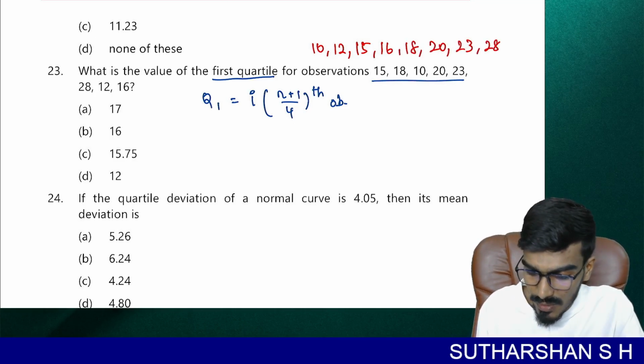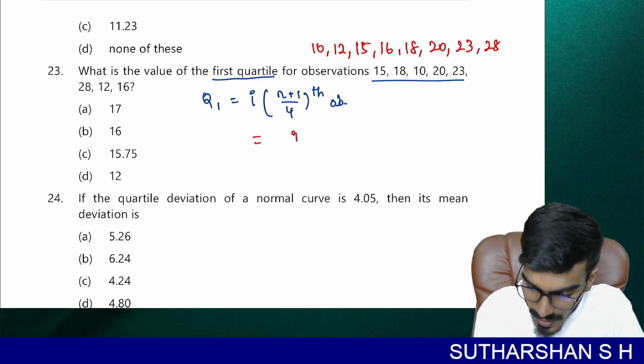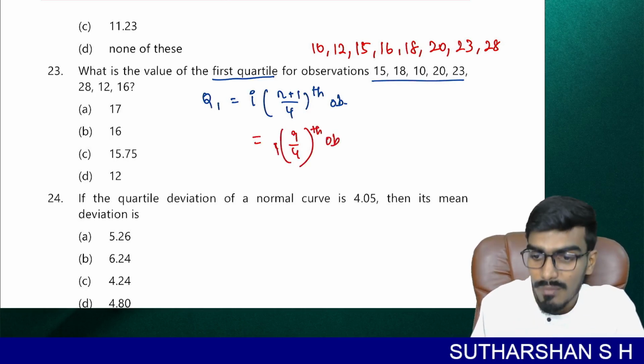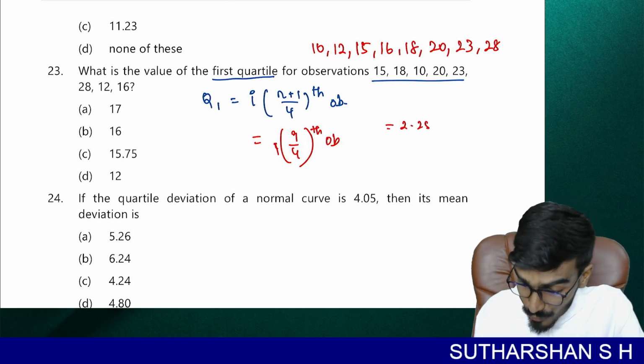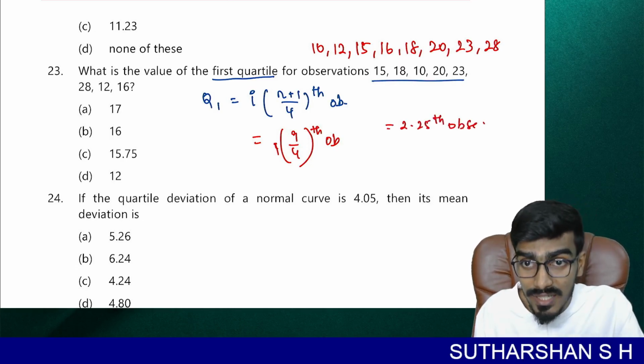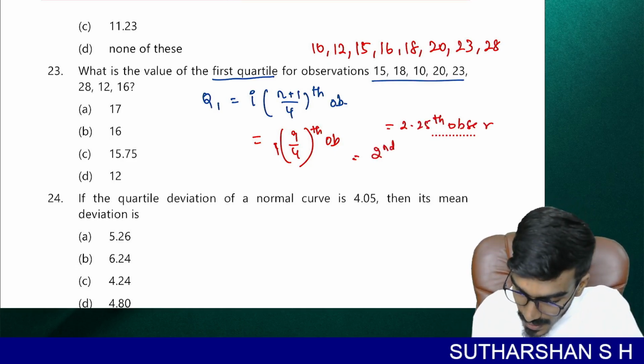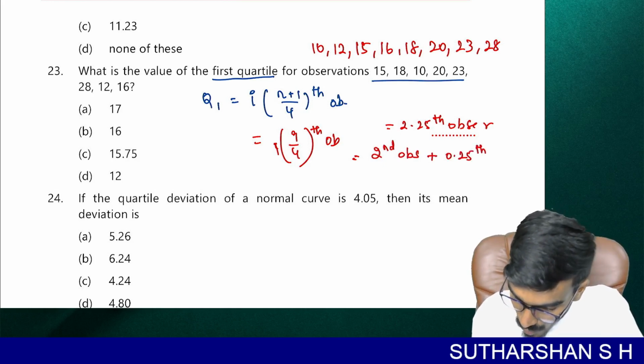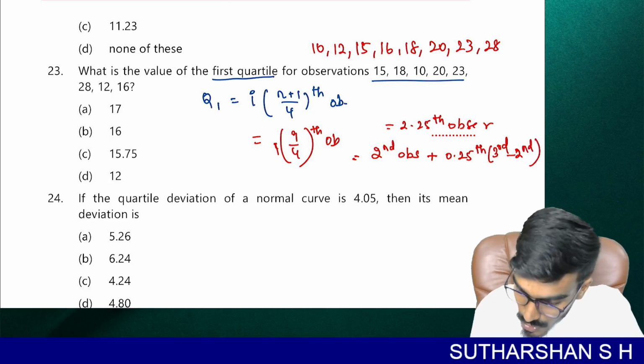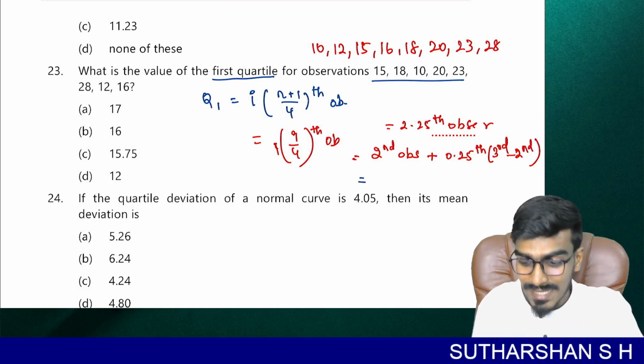So totally they are giving what value? 8. So 8 plus 1 is 9. 9 by 4th observation. 1 into 9 by 4th observation. 9 by 4, I am getting 2.25th observation. It is not my answer. It is an observation. So this can be written as second observation plus 0.25th of third observation minus second observation.